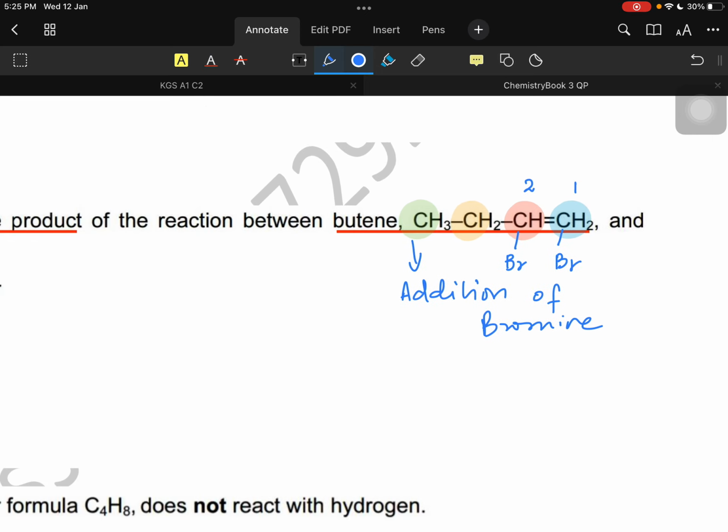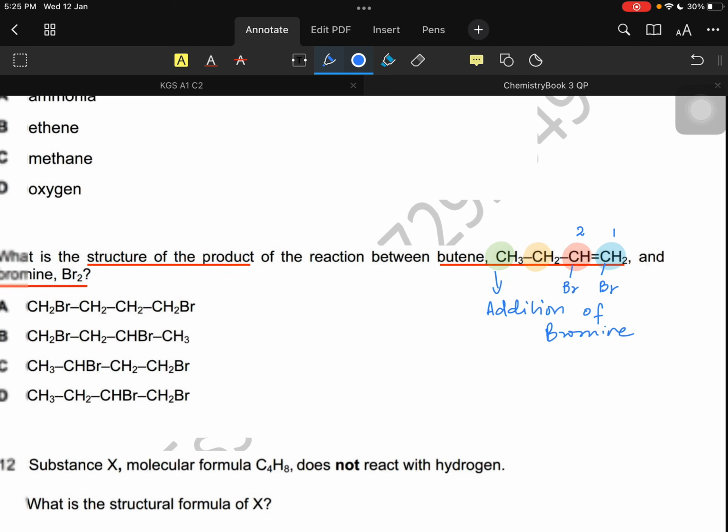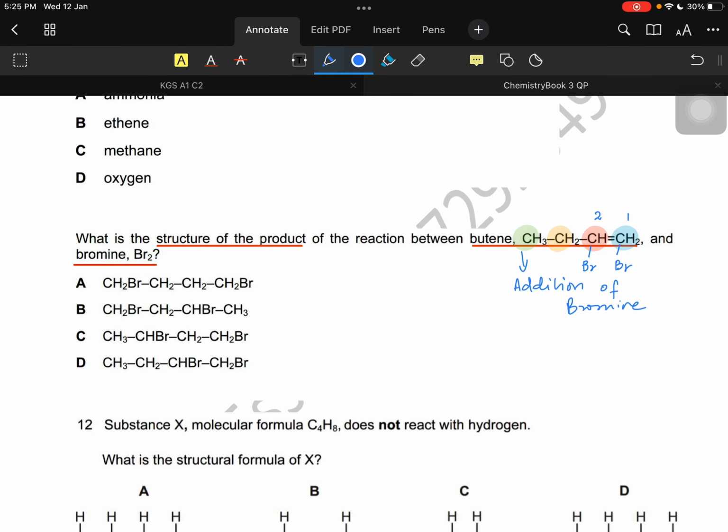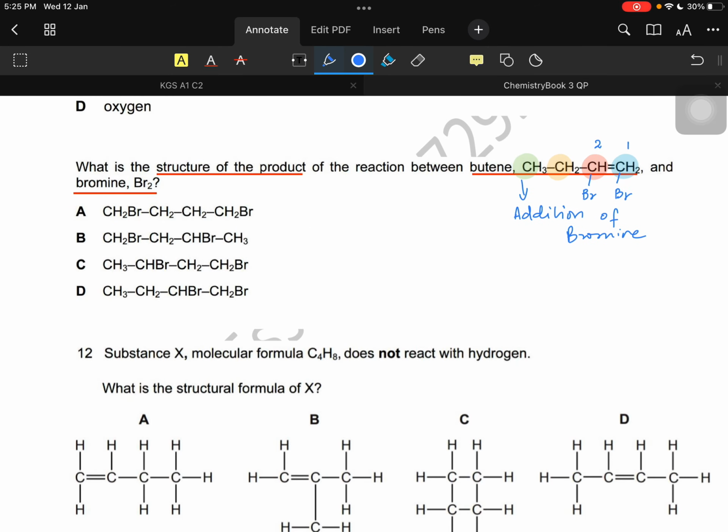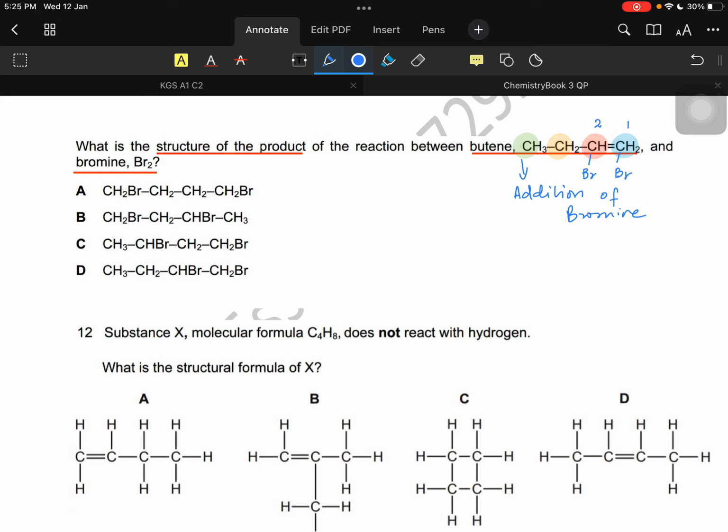Between the red and the blue, the double bond goes away. The red carbon atom gets one bromine, the blue one gets another bromine atom. Using this fact, I need to know where the structure lies. So I can clearly see this is not the answer because it has one bromine over here, another over here, which is incorrect. B also seems to be incorrect because it has one bromine over here, another is so far. C is also incorrect because it has one bromine on carbon 1 but another is so far away.